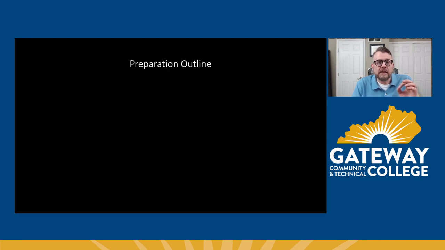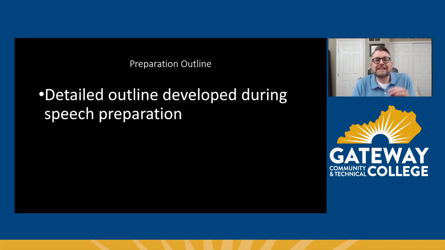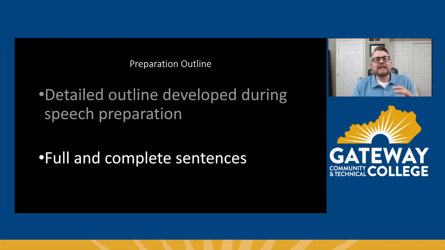And the first one of these is the preparation outline. This is the main one you use when you are writing and putting together your speech. And it is a detailed outline that you develop and build and expand while you are in the writing stage. And it needs to have full and complete sentences. Now, why is that? It's because this is where you first start to work out the wording of various things and think about how can I phrase this, that, or the other.